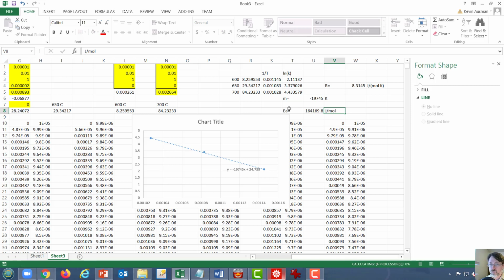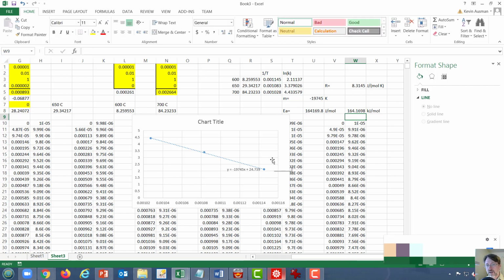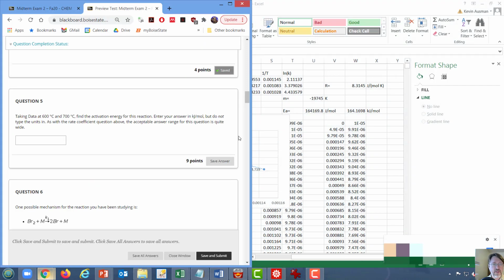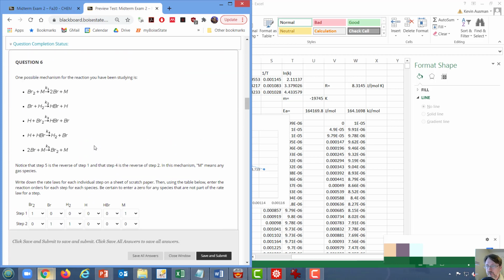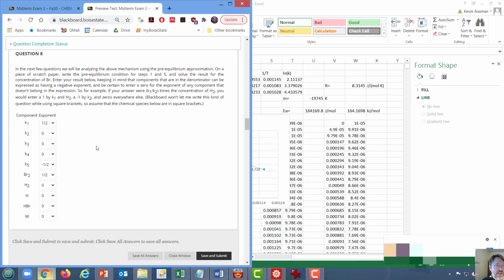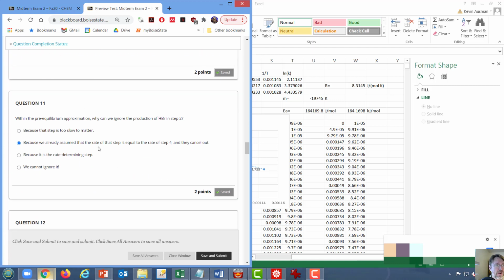We want it in kilojoules per mole, so we simply take this divided by 1,000. Our answer is 164. So we come in here, we say 164. Okay, we're done with the kinetics. Let's now move down to the questions we haven't done yet.